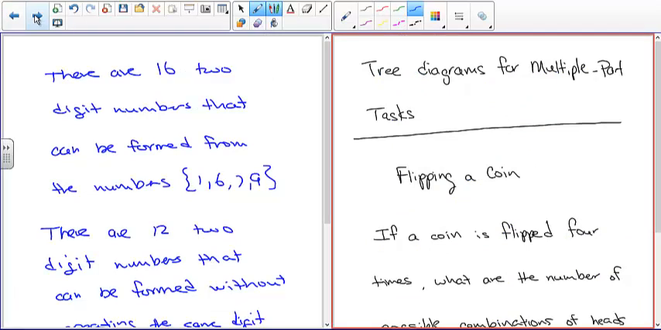Okay, so that's numbers, flipping dice, and that's using tables to come up with the number of possibilities. The second thing we're going to talk about are tree diagrams for multi-part tasks. The main thing that we're going to look at is flipping a coin.